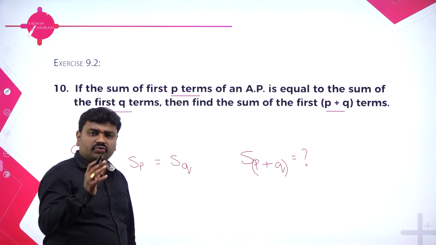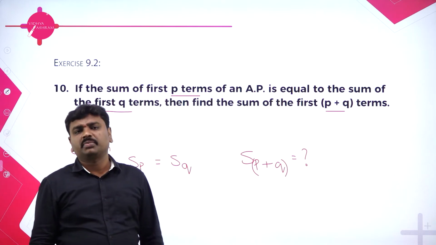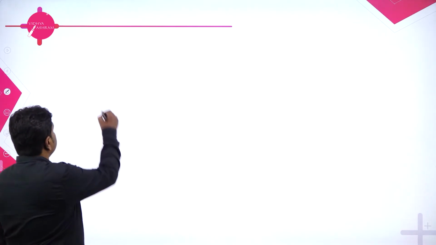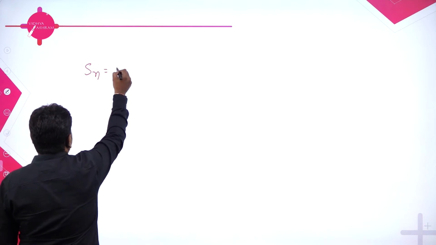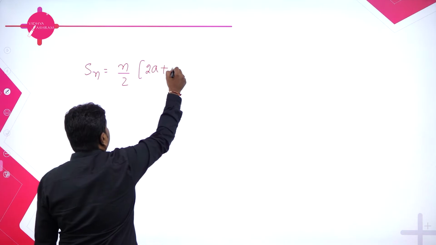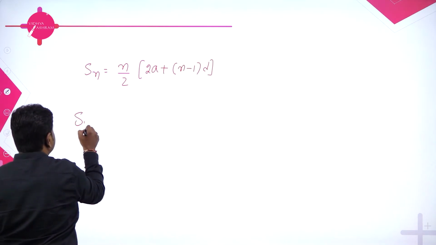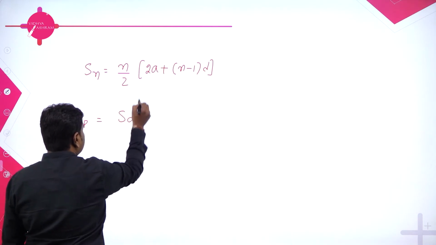So to find this, you should know Sn. What is Sn? Sn is n by 2 into 2a plus n minus 1 into d. So use the summation of n terms. The summation of n terms in an AP is n by 2 into 2a plus n minus 1 into the common difference. So they gave SP is equal to SQ. The sum of P terms is equal to the sum of Q terms.